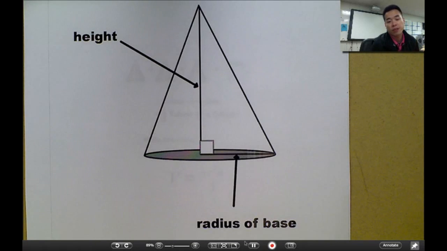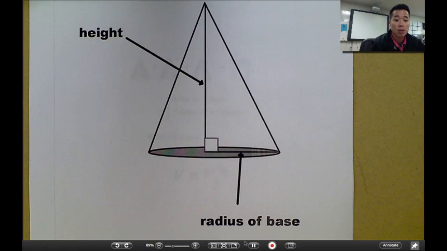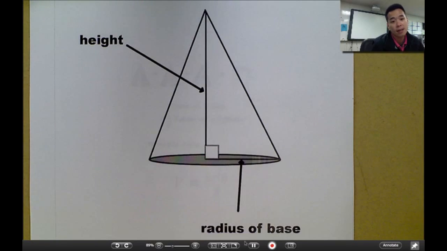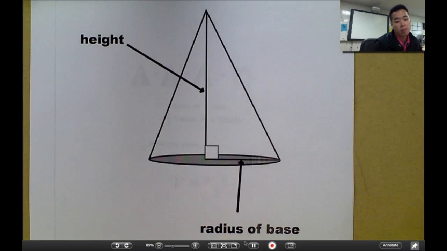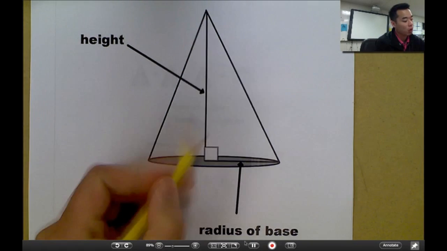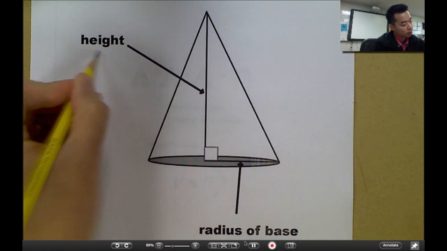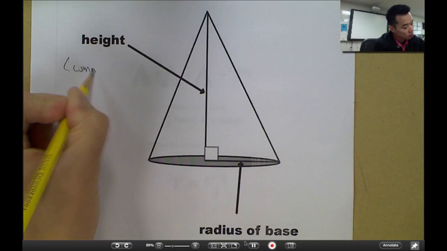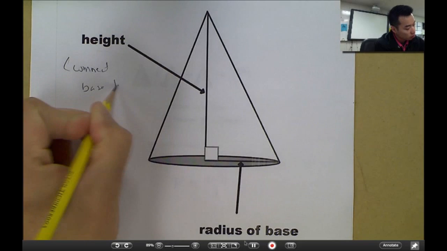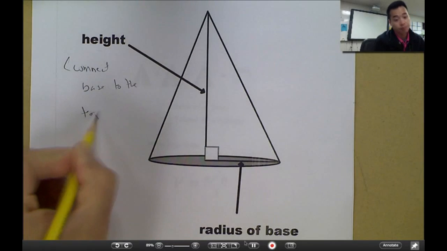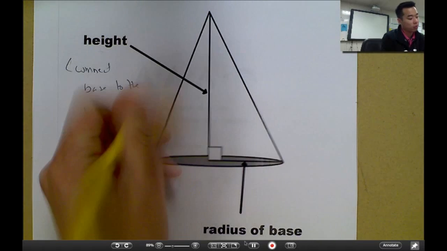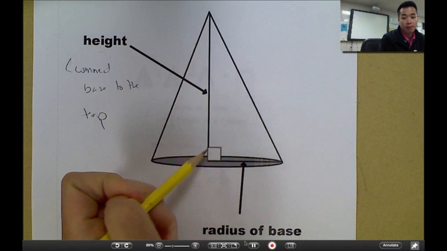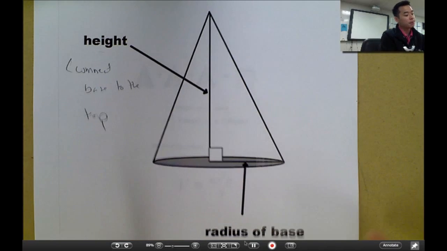We've moved from finding the volume of cylinders to now finding volumes of cones. The one thing I want you to sketch for sure is this cone in your notebook. A cone has a base, and then it meets at the top at a point called the apex. So the height will always connect the base to the top. Okay, that's just a simple definition of what the height is.